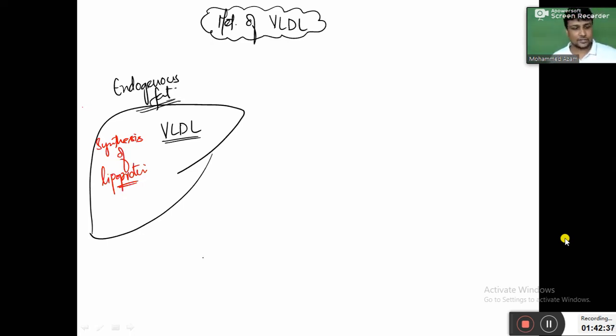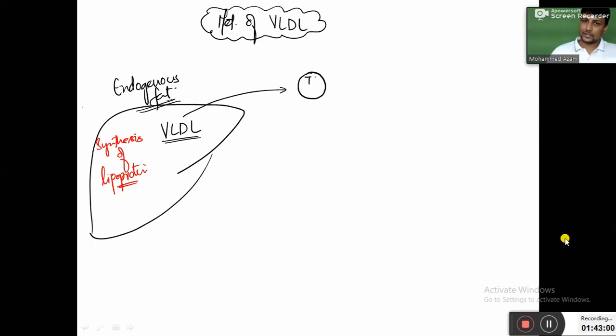So in the last diagram we saw the exogenous fat, and now we are going to deal with the endogenous fat. Now after forming, as I told you, sir, it's like copy paste, it's exactly the same. So I'm going to tell it a little bit fast, so please follow. After forming the VLDL inside the liver, it will transport that VLDL out into the blood. What is this VLDL? Lipoprotein.